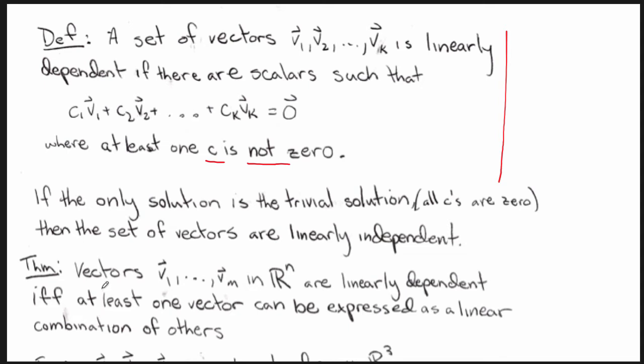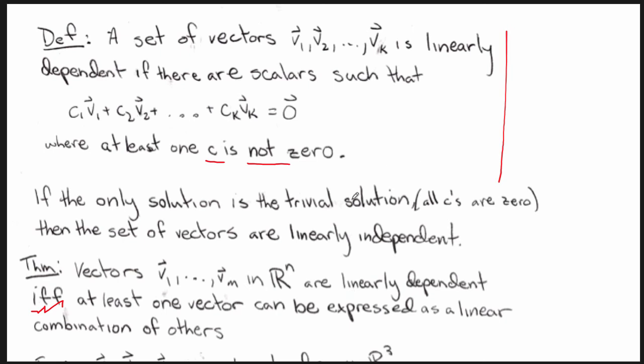Now I also said that, more intuitively, vectors are linearly dependent if and only if, so this is kind of my shorthand for if and only if, at least one vector can be expressed as a linear combination of the others. So let's think about why these two are the same thing. Talked about it in class, but let's get it out here.